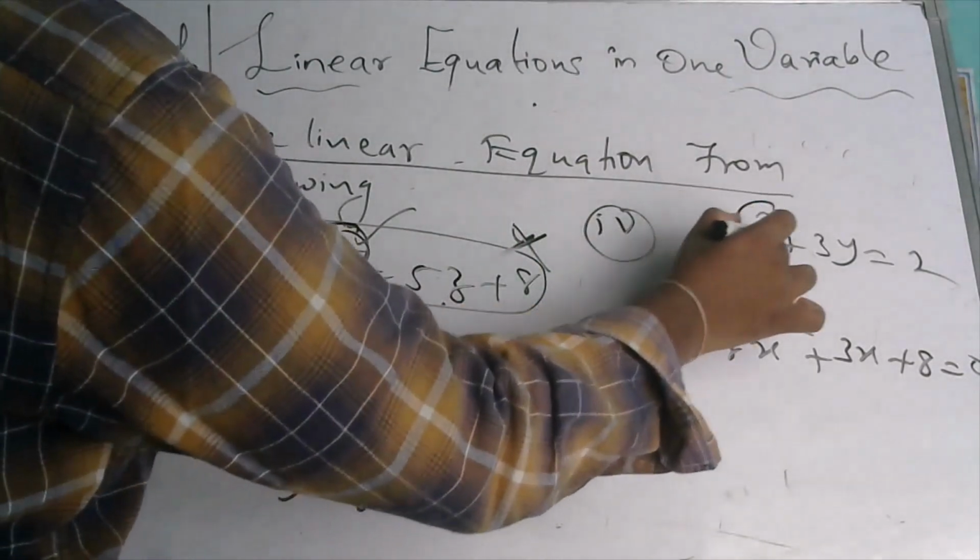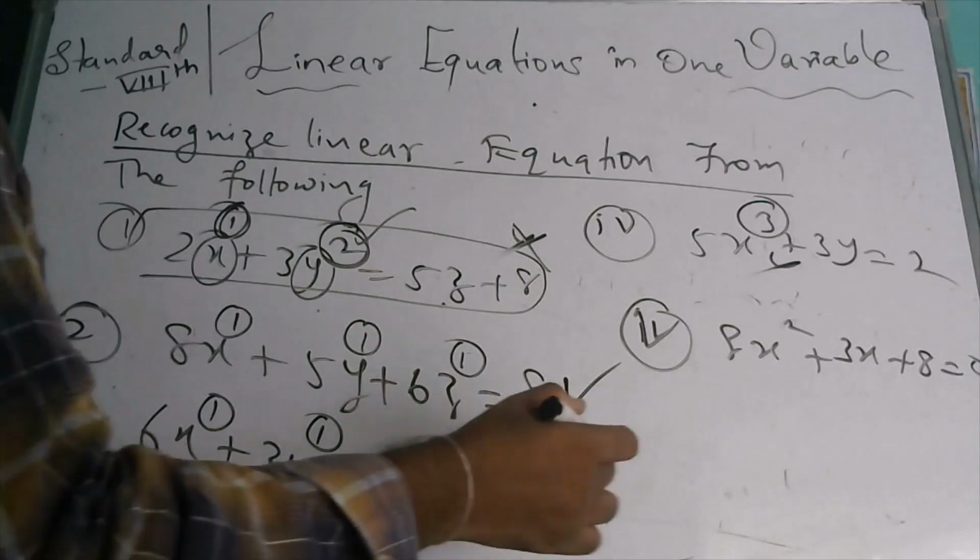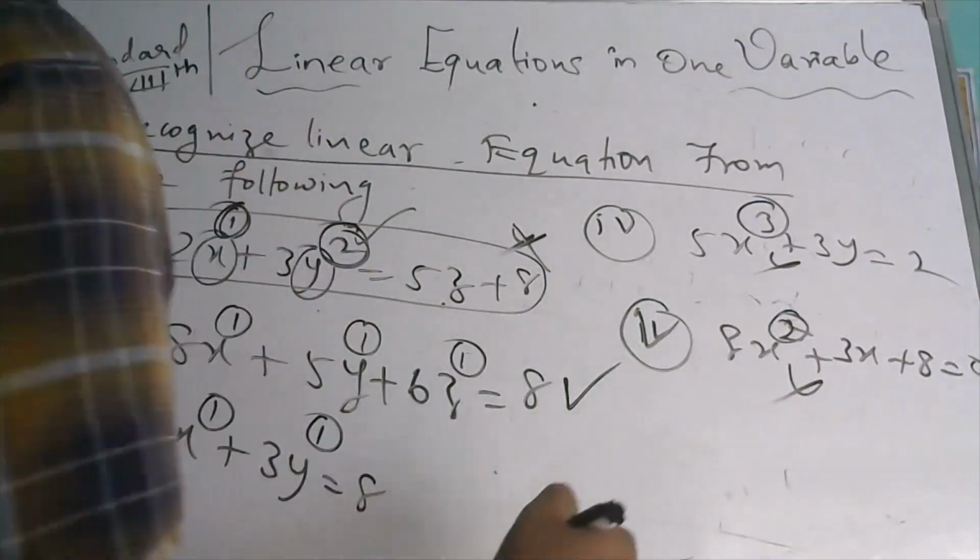And check here, power is 3. So it is not a linear equation. Here power is 2. So it is also not a linear equation.